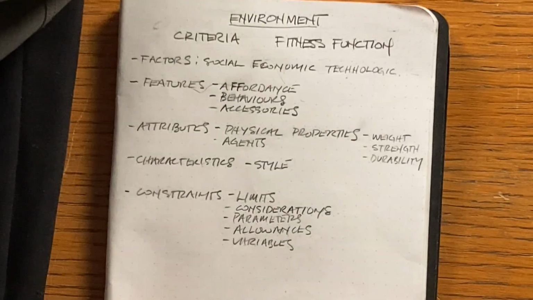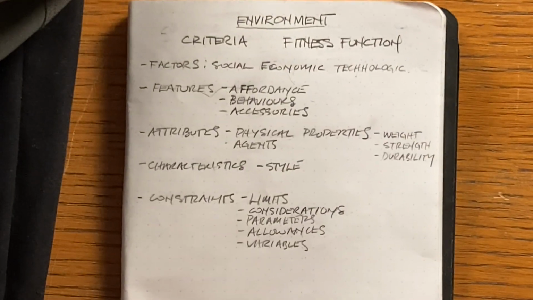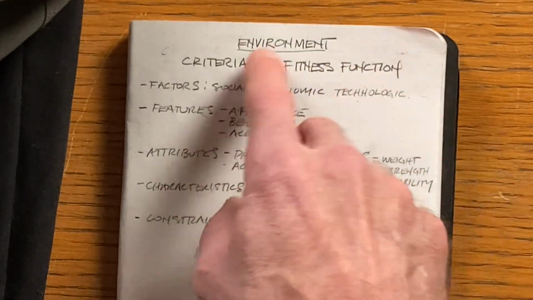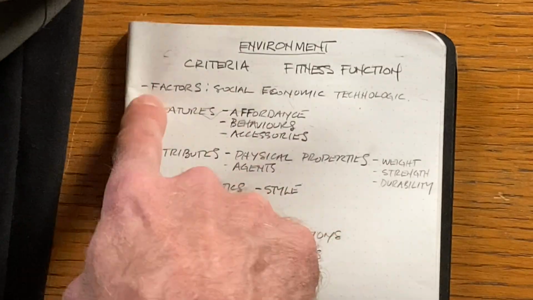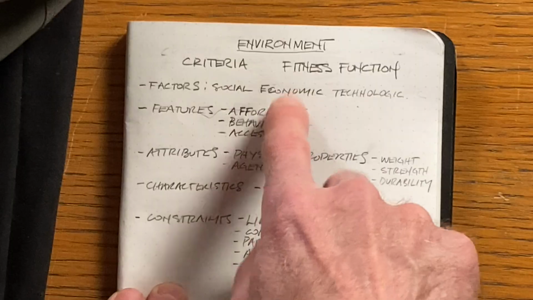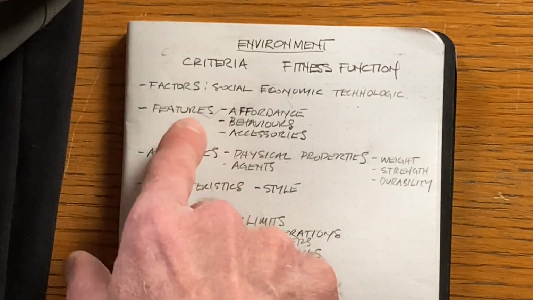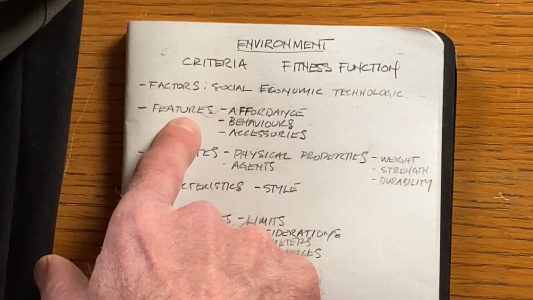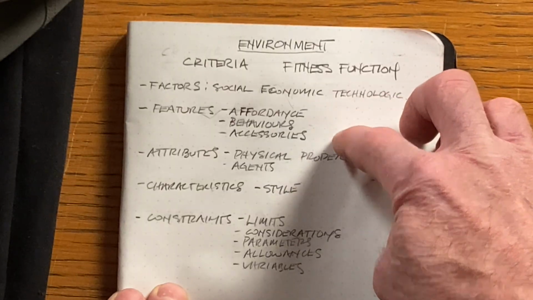We'll also be looking at basically the same sort of thing that I always talk about, and that is the fitness function, which is our environment. We can look at this as the criteria. There'll always be these basic factors that we want to consider: social, economic, and technological factors. For us in this discussion, it's going to come down a lot to the features I'm going to be talking about. These can be affordances, behaviors, accessories, etc.